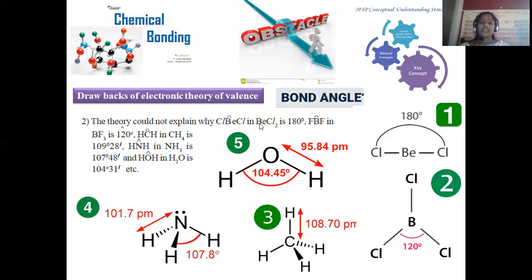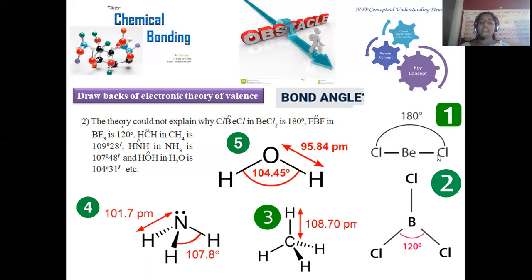So here, individual molecules have various bond angles. The concept of bond angle had not yet come into the picture for this electronic theory of valency. That's the reason why this is also a main obstacle. Why is this kind of variation observed for all the individual molecules? What could be the reason for this is also not clearly explained. Let us take the diagrammatic representation of all these molecules.